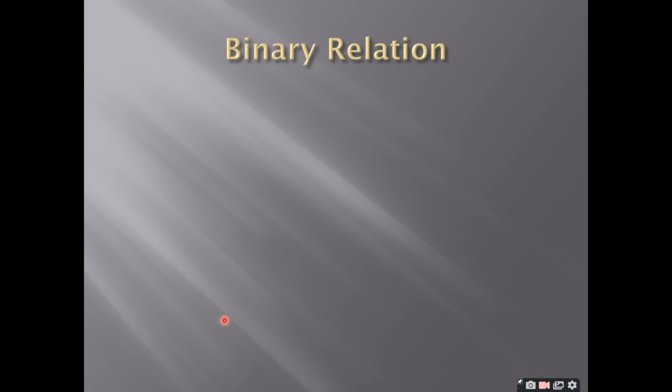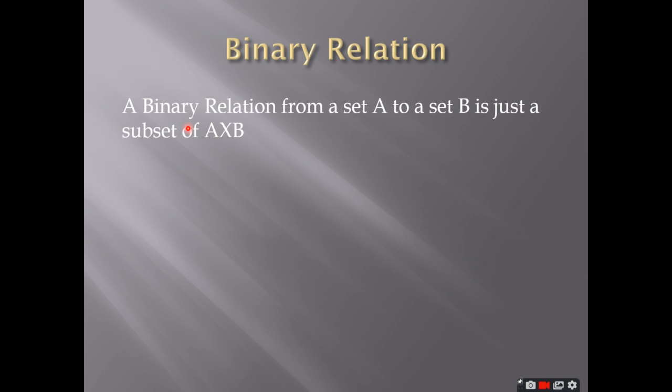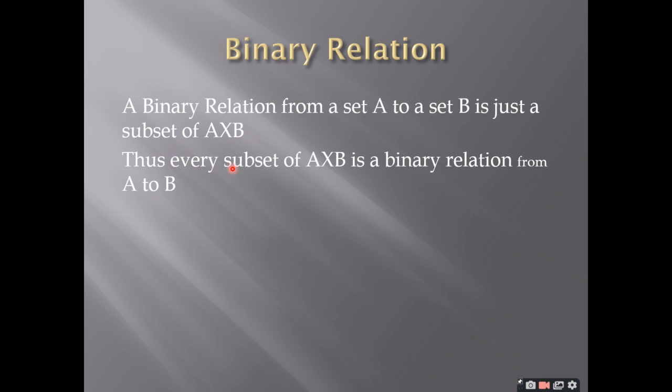Now the third topic is binary relation. A binary relation from a set A to a set B is just a subset of A cross B. Thus, every subset of A cross B is a binary relation from A to B.